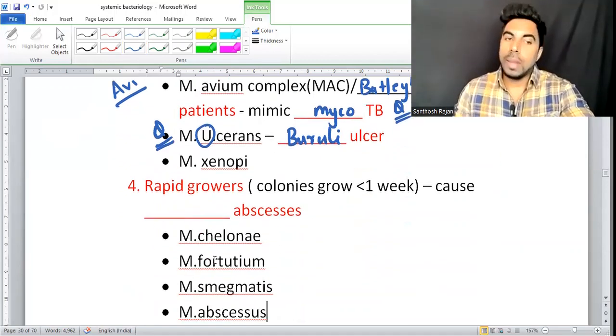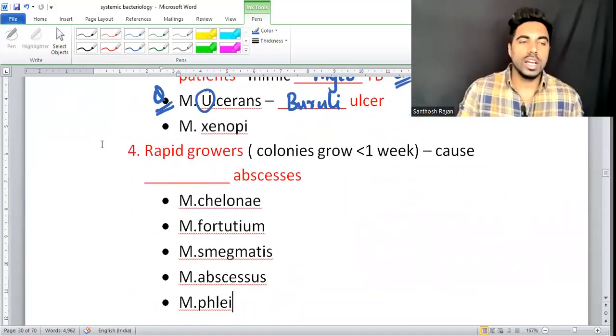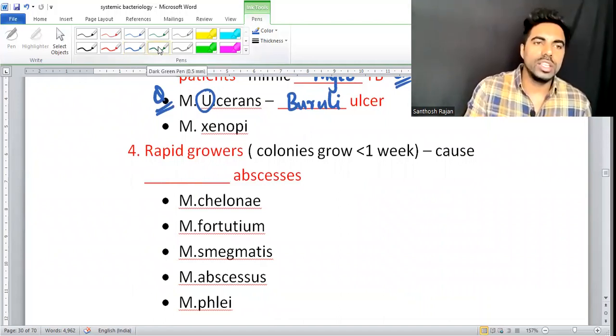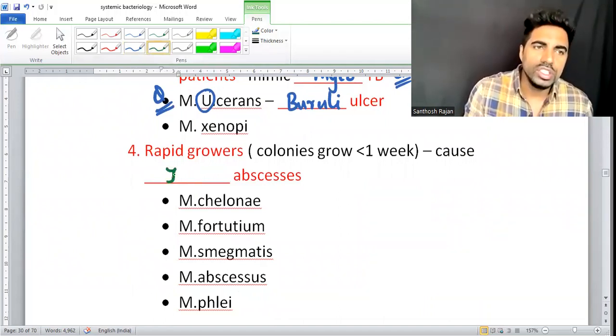What about rapid growers? You have to remember them. How do you remember them? I'll tell you. Rapid growers usually cause injection abscess.